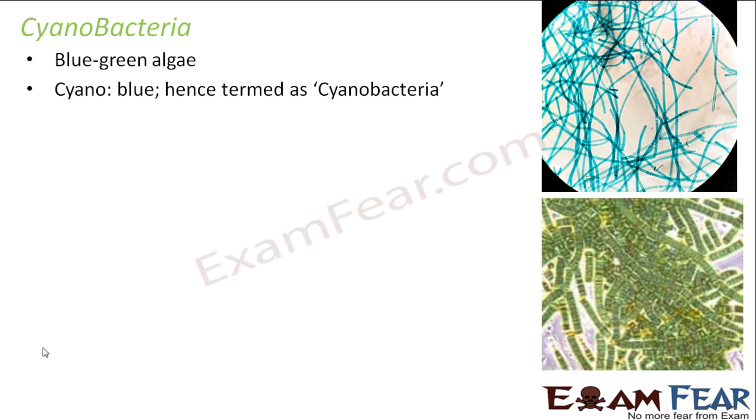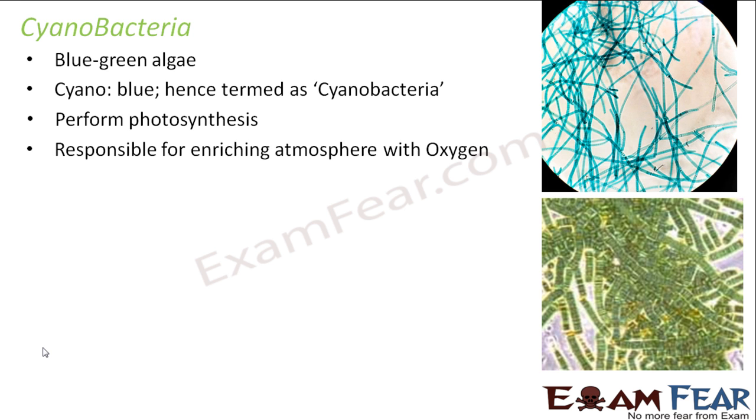So when you observe it under a microscope, it looks somewhat like this, as you can see on this picture. They perform photosynthesis because they have chlorophyll. So in presence of sunlight, it is possible for them to prepare their own food. Responsible for enriching atmosphere with oxygen, because any organism which performs photosynthesis, what is the byproduct of photosynthesis? What happens in the process of photosynthesis? In the process of photosynthesis, carbon dioxide is taken in and oxygen is given out. So when oxygen is given out, that means more and more oxygen is given to the atmosphere.